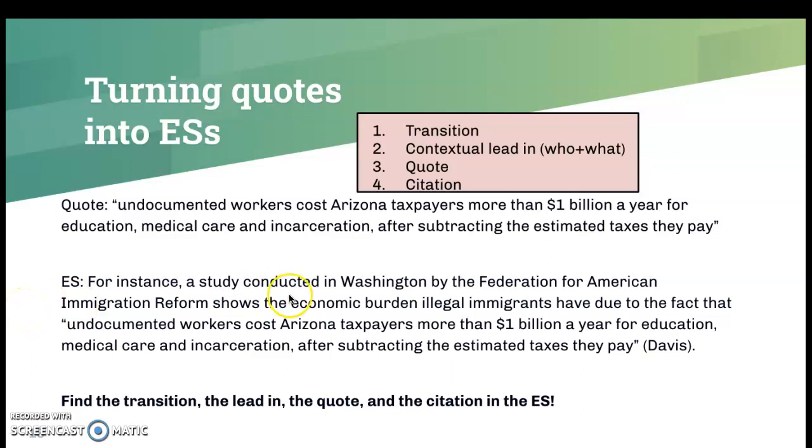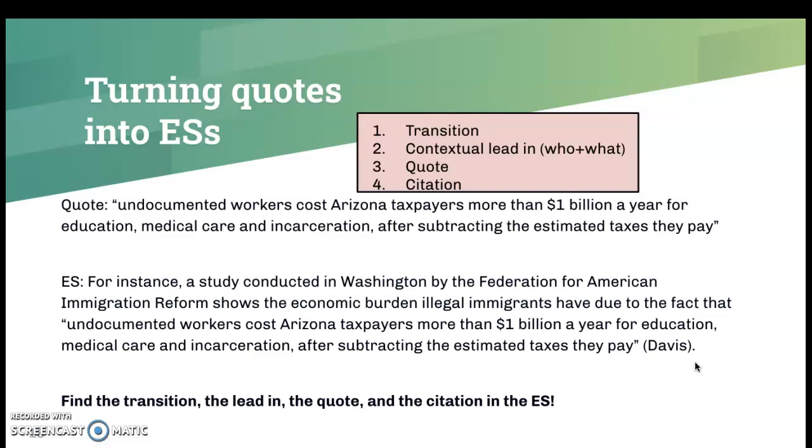We see a study conducted in Washington by the Federation for American Immigration Reform shows the economic burden illegal immigrants have due to the fact that "undocumented workers cost Arizona taxpayers more than $1 billion a year for education, medical care, and incarceration after subtracting the estimated taxes they pay." End quote, and then Davis in parentheses with a period at the end.